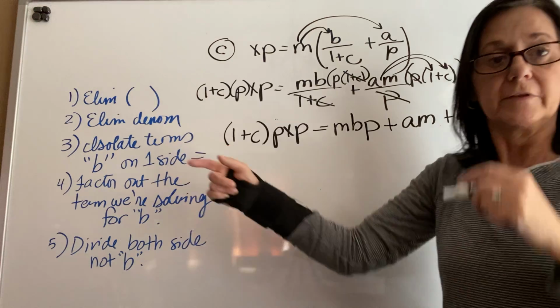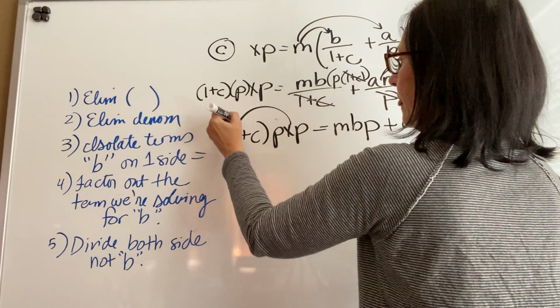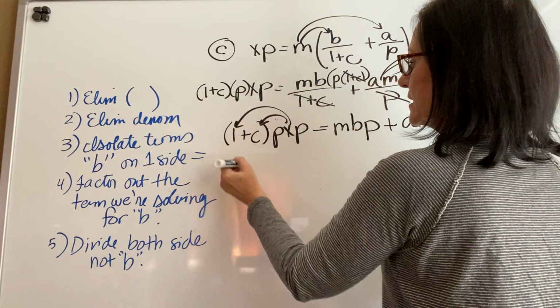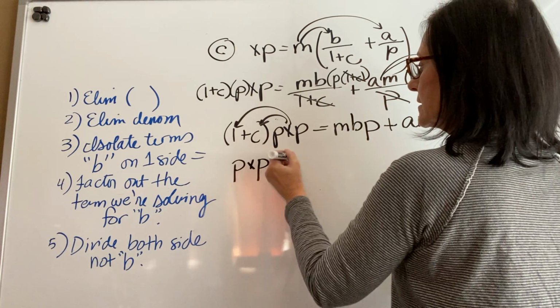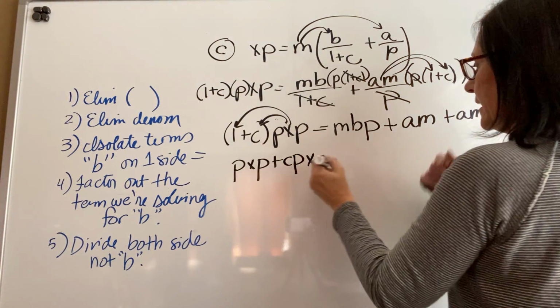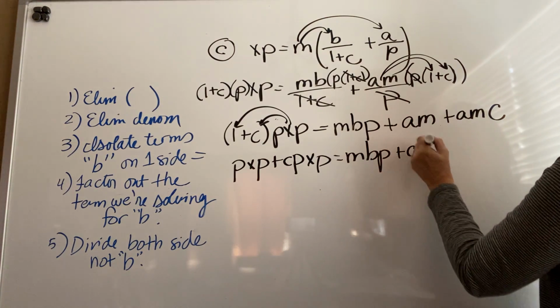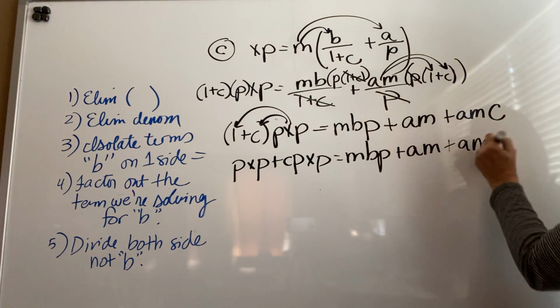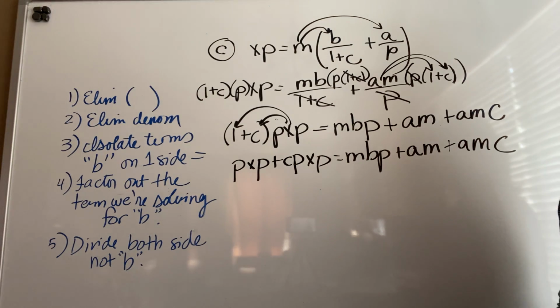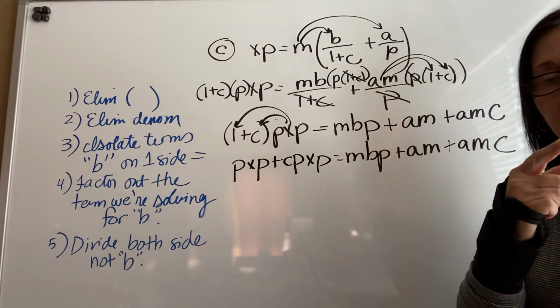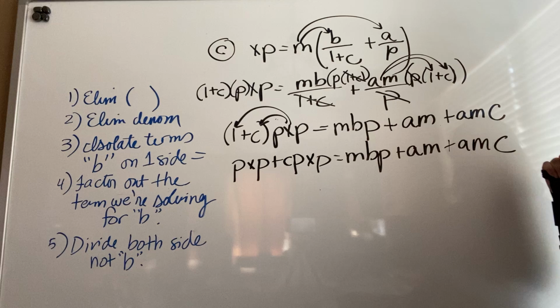Now I'll go back and distribute the PXP. All right, so it's PXP plus CPXP equals MBP plus AM plus AMC. All right, I'm solving for C. I want every term with a C on one side of the equal sign, every term that doesn't have a C on the other side.